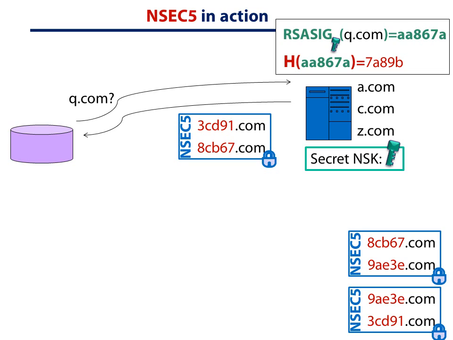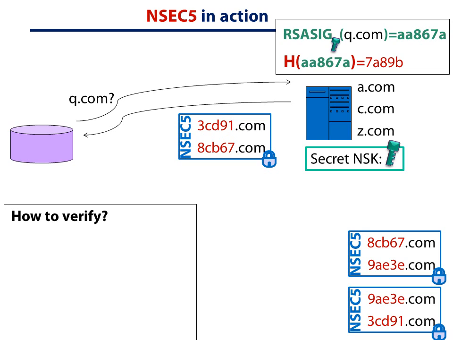So that's NSEC5. The idea is that it's just like NSEC3, except instead of using a regular hash function, we use this fancy hash function, which first involves computing a signature using the secret NSK, then hashing the result, and then finding the matching NSEC5 record. So that's the job of the name server, computing this online signature.